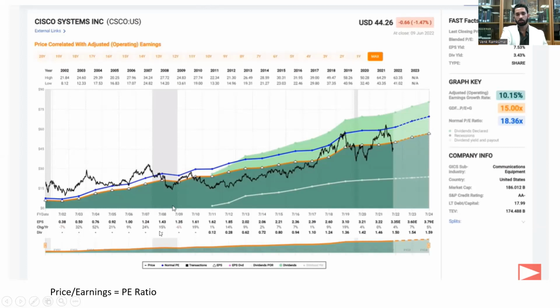Even during 2008, it grew earnings at 15%. It only dropped earnings 6%. It dropped earnings per share from 143 to 135. I mean, usually during a recession, companies go out of business. Okay, so this is pretty good.